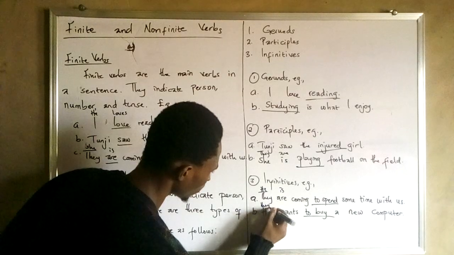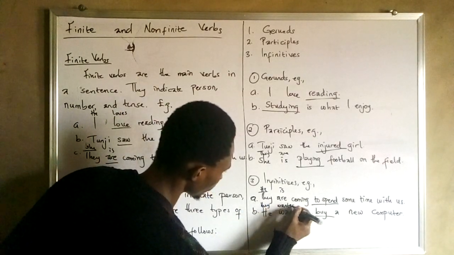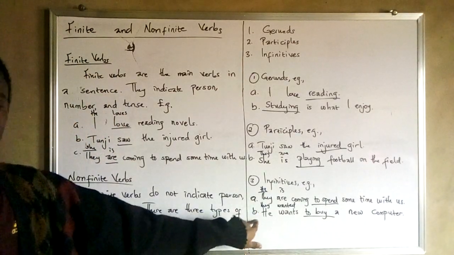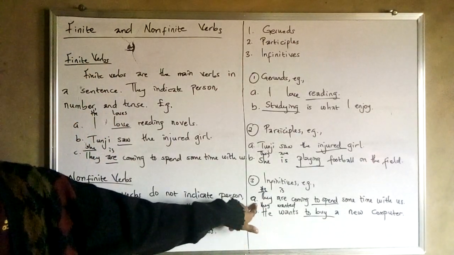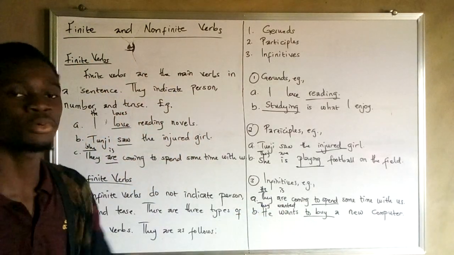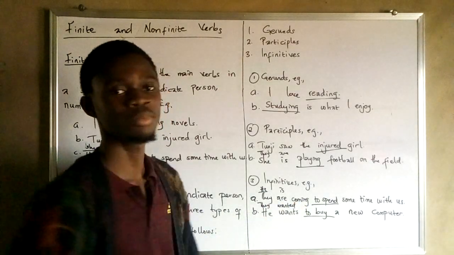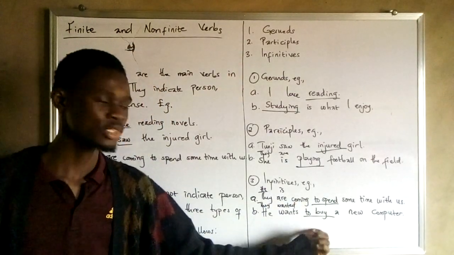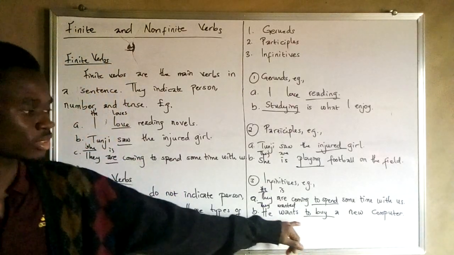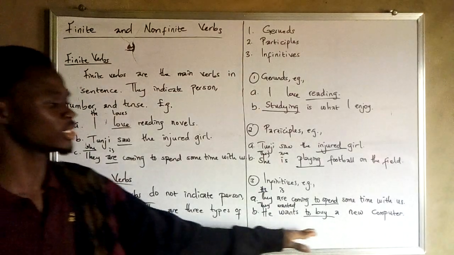they wanted. Now, they wanted. I've changed the number of the subject. This is a singular entity, then I change it to a plural entity, they. And then I have changed the tense, changing from present tense to what? Past tense. So they wanted to buy a new computer. It doesn't change the state of this verb, the infinitive. And that shows this doesn't agree with the subject.